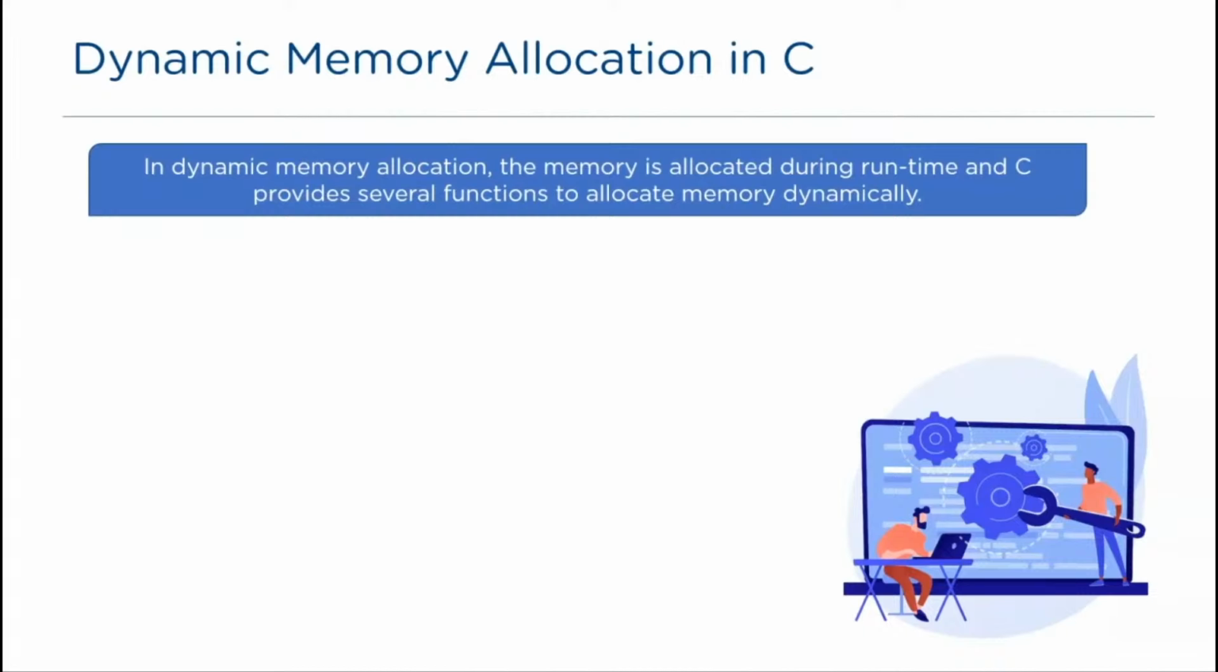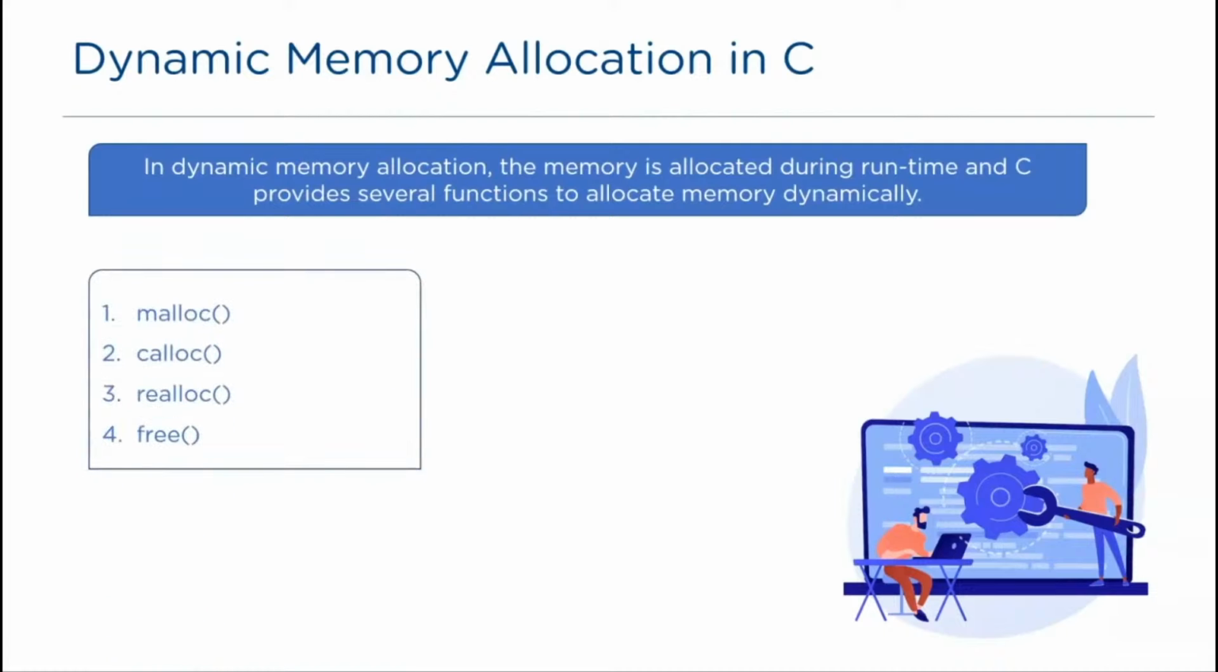To allocate memory dynamically, C provides a set of functions, and they are malloc, calloc, realloc, and free functions that are defined in the stdlib.h, that is standard library header file. Let's look at the syntax and examples of these functions.